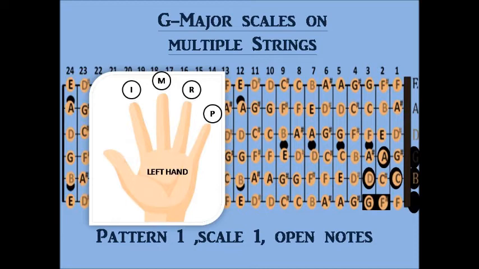3rd string 2nd fret, middle finger, is A. 2nd string open is B. 2nd string 1st fret, index finger, is C. 2nd string 3rd fret, ring finger, is D. 1st string open is E. 1st string 2nd fret, middle finger, is F sharp. 1st string 3rd fret, ring finger, is G. Do not forget to use the correct finger position. Let's hear it.